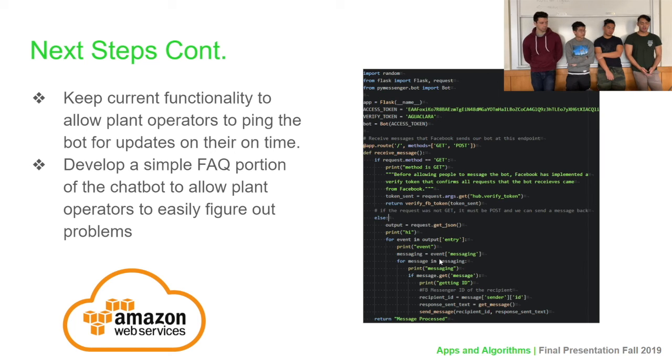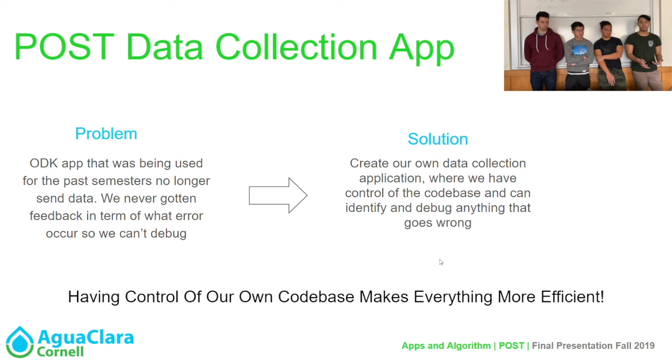Something else that we discussed was creating a simple FAQ portion for the chatbot. If the plant operator is having problems submitting forms, we could have a simple way of decoding those messages and letting them know, okay, if you're having problems submitting a form through this method, these are the steps you should take to troubleshoot it. This will help mitigate a lot of the problems we already have with operators not being able to send in forms. If they run into issues and can't easily find a solution, of course they're not going to be able to send in that form data. So integrating this FAQ with the chatbot would probably help increase the amount of data submissions that we get.